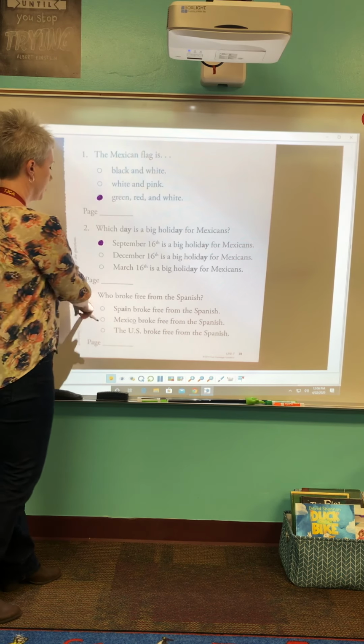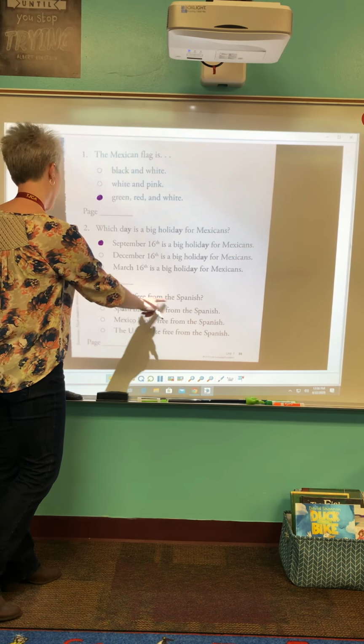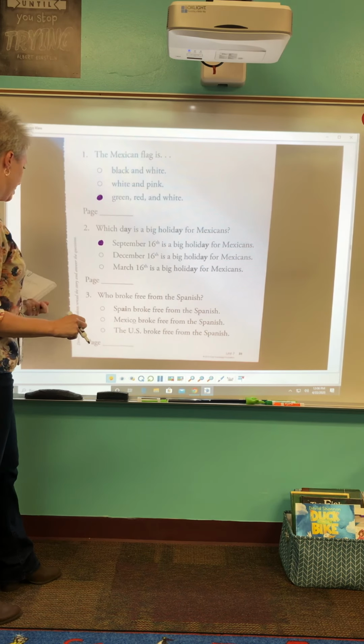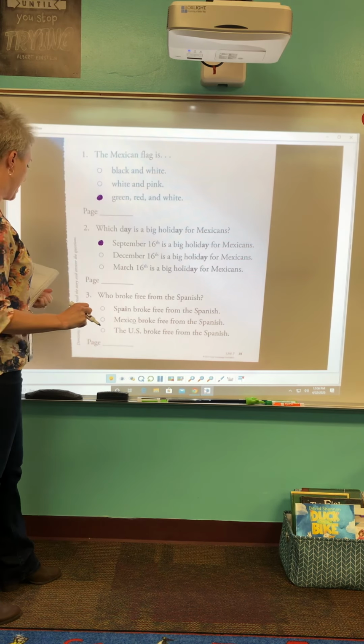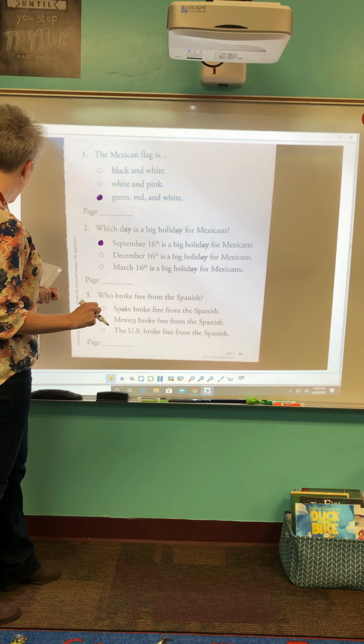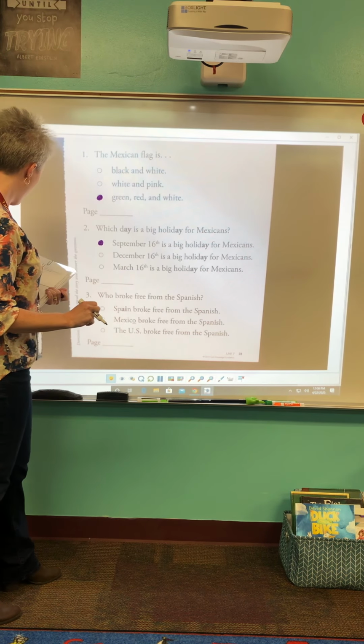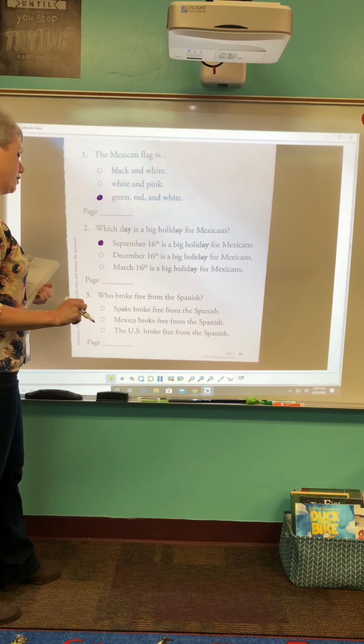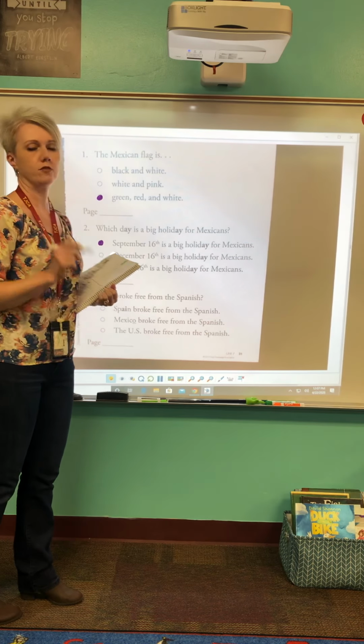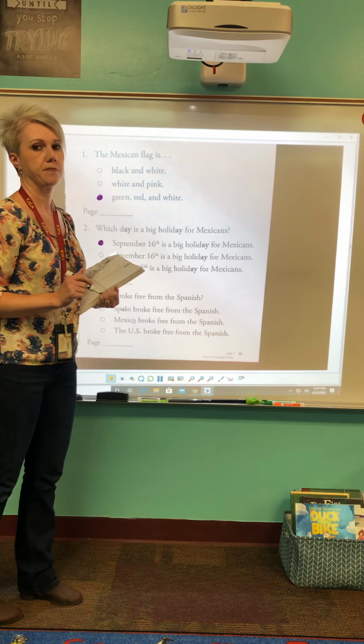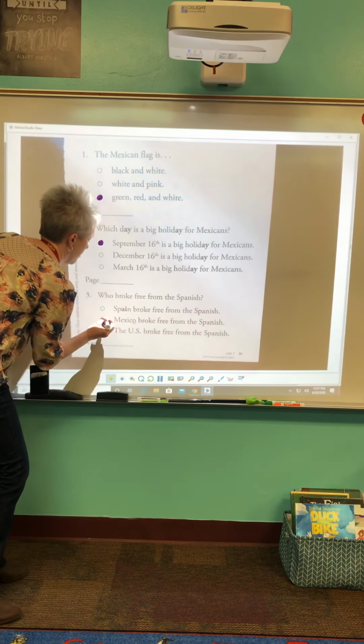All right, number 3. Who broke free from the Spanish? Spain broke free from the Spanish, Mexico broke free from the Spanish, or the U.S. broke free from the Spanish? Who broke free from the Spanish in our reader lesson today? Mexico. Great job.